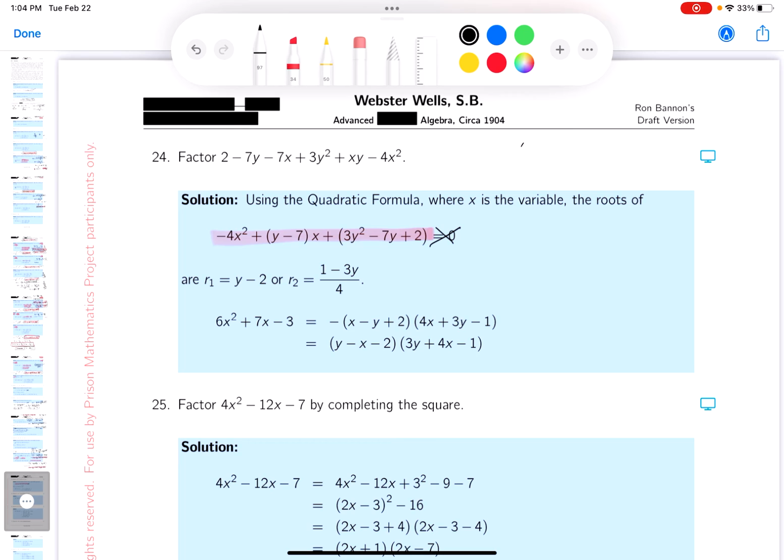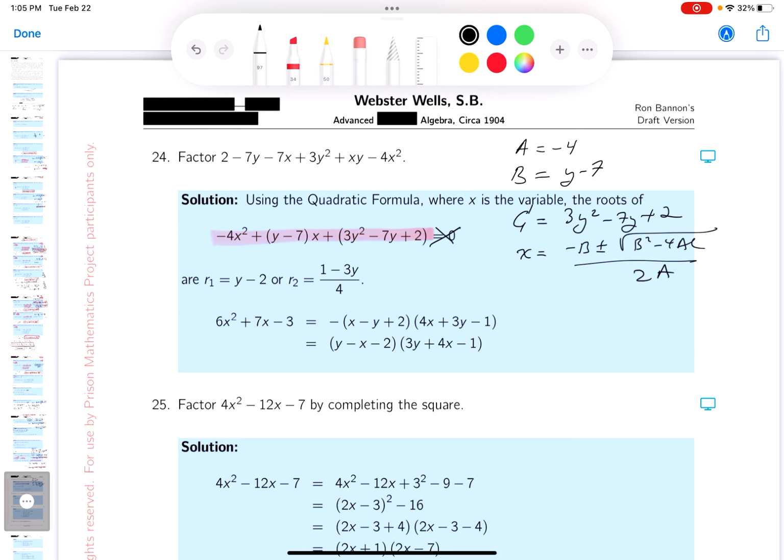So what do you do? You identify the a. In this case, the a is minus 4. You identify the b. In this case, the b is going to be y minus 7. And you identify the c. And what's the c? It's 3y squared minus 7y plus 2. Now, for me, this is a lot of work. I got to plug it into the quadratic formula, and that's work. What I mean by that, I have to plug this into the formula. X equals, this is x, right? Minus b plus or minus, it's work, b squared minus 4ac over 2a.